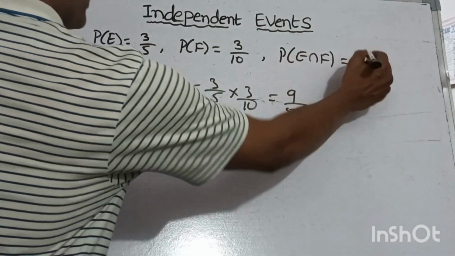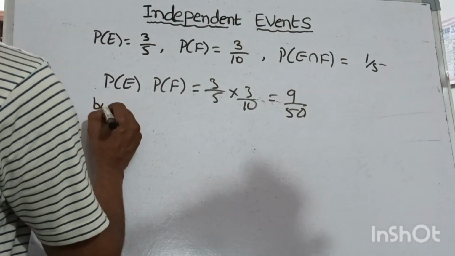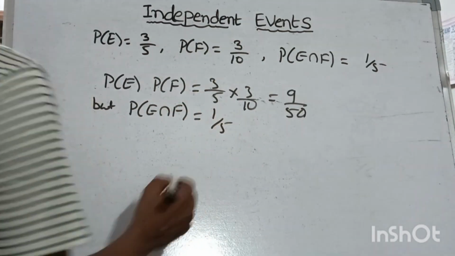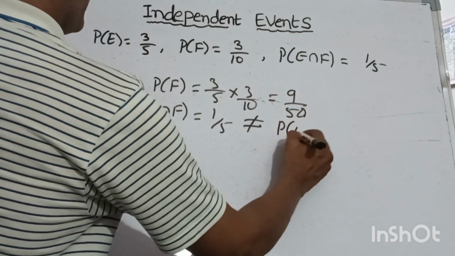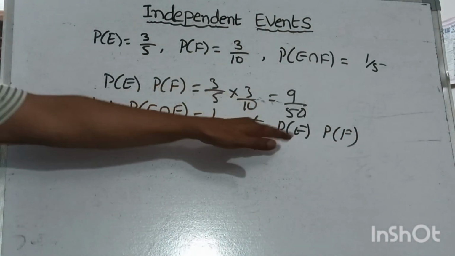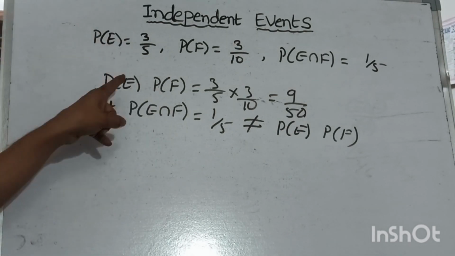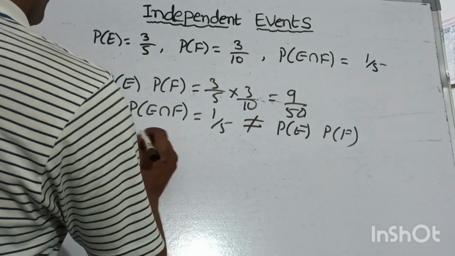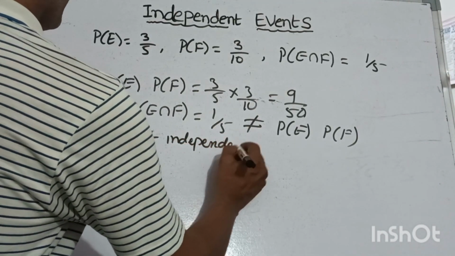But probability of E intersection F is 1 by 5, which is not equal to probability of E into probability of F. The condition for two events to be independent is that probability of E intersection F is equal to probability of E into probability of F. But here, these two are not equal. Therefore, E and F are not independent events.